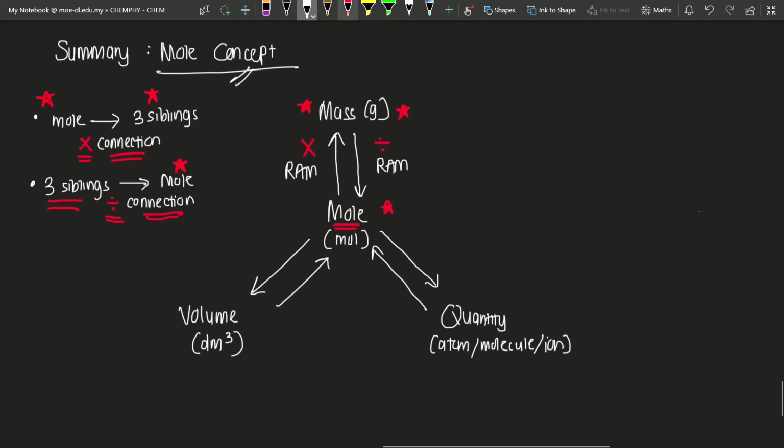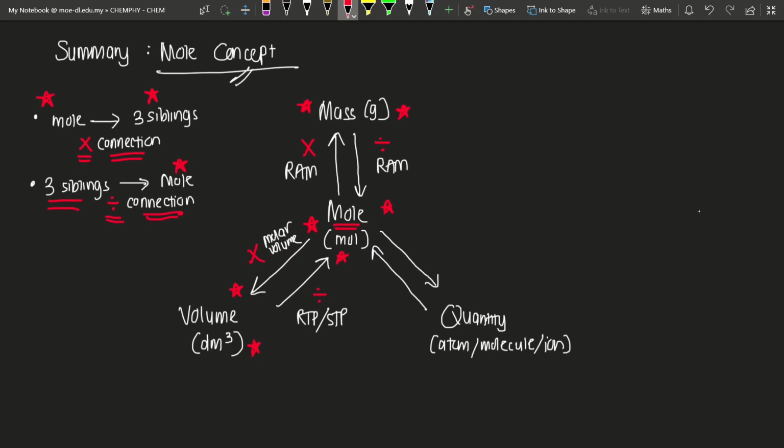Let's say we have mole and want to convert it to volume. Mole to volume, you multiply. Our connection is molar volume, which is RTP or STP. The question will tell you. And let's say you have volume and want to convert to mole, you divide by your connection. The connection between volume and mole is our RTP or STP.